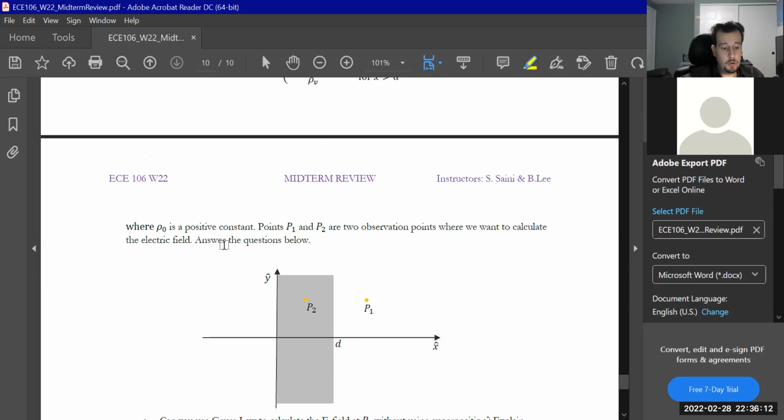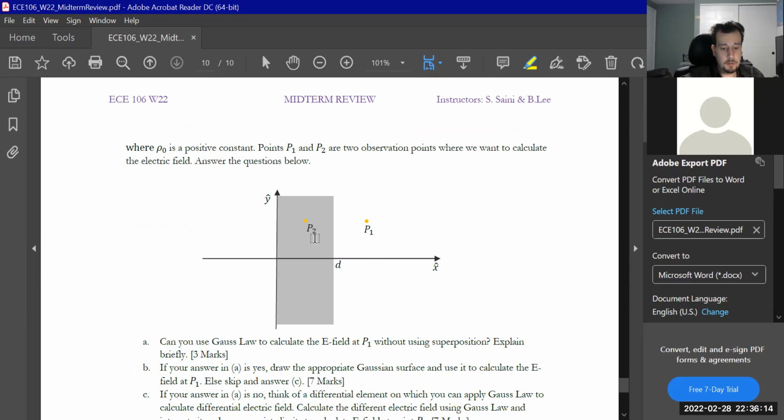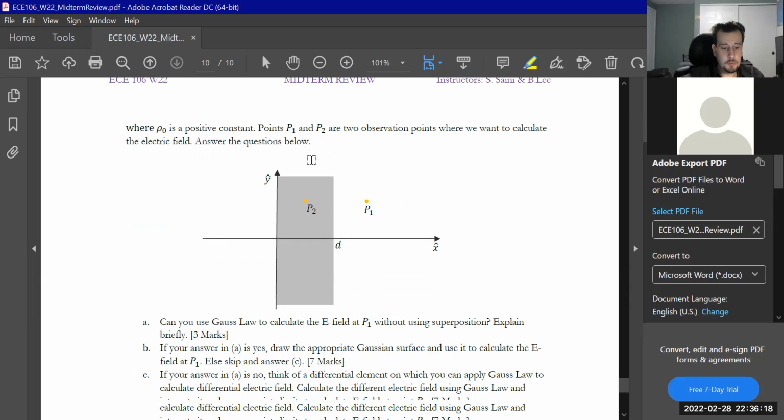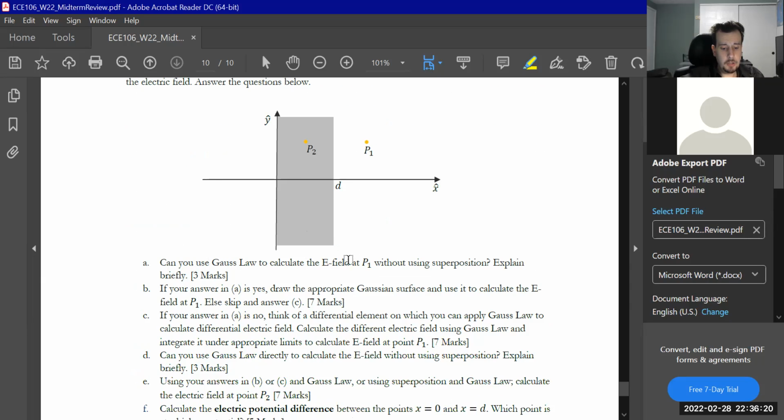It's a slab where R naught is positive. So they show you here, right? Okay, we want to calculate the electric field. Answer the questions below. Can you use Gauss's law to calculate the E field at P1 without using superposition? Explain briefly. If your answer is yes, draw it and do it, right? Else skip and answer C.